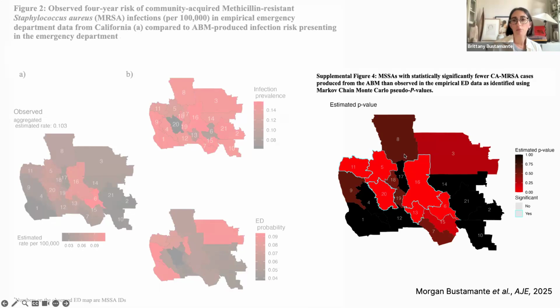So this map is showing the p-value from the statistical comparison of the community-acquired MRSA cases that appear in the emergency department from the ABM with the observed data. So areas that are bright red are where the ABM produced statistically significantly fewer ED cases than the observed data. And you can see the ABM predicted significantly lower cases in these bright central MSSAs than what we saw in the observed data.